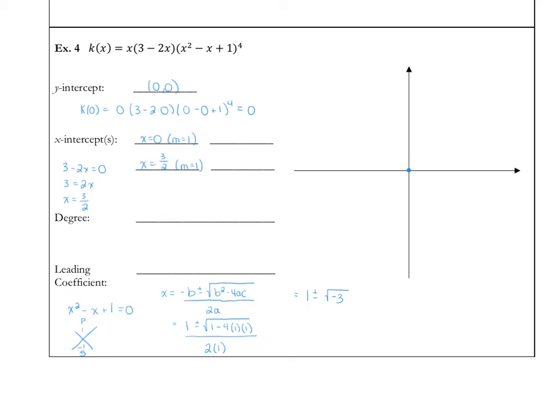negative 3 over 2. So this is a case where we again have imaginary x-intercepts, right? These are two different answers. We have 1 plus i root 3 over 2 and 1 minus i root 3 over 2. And because they came from this factor up here, all right, they are both of multiplicity 4.